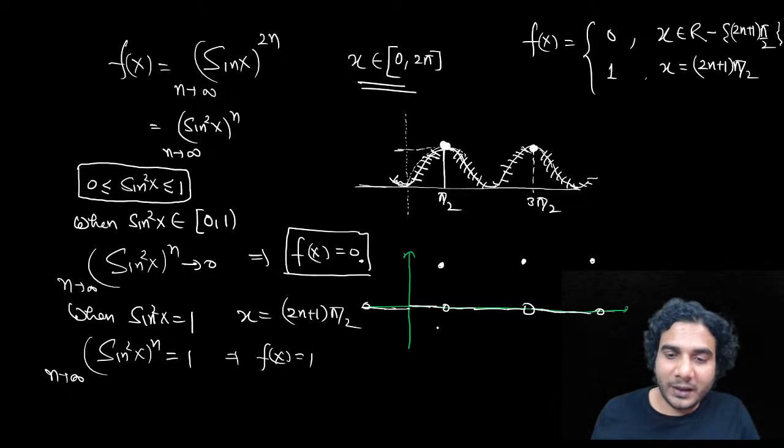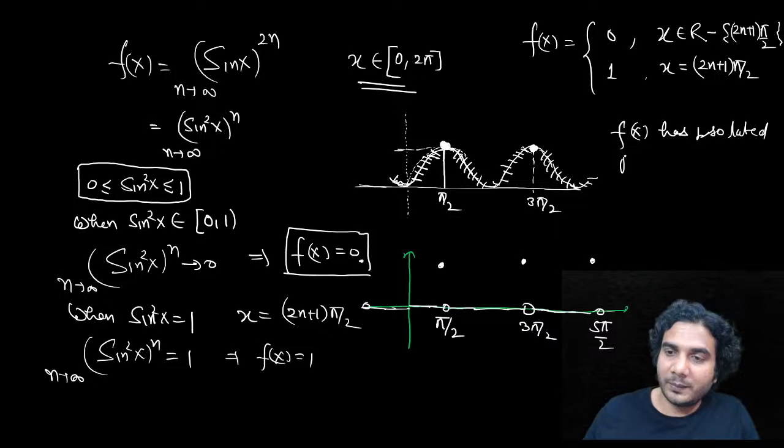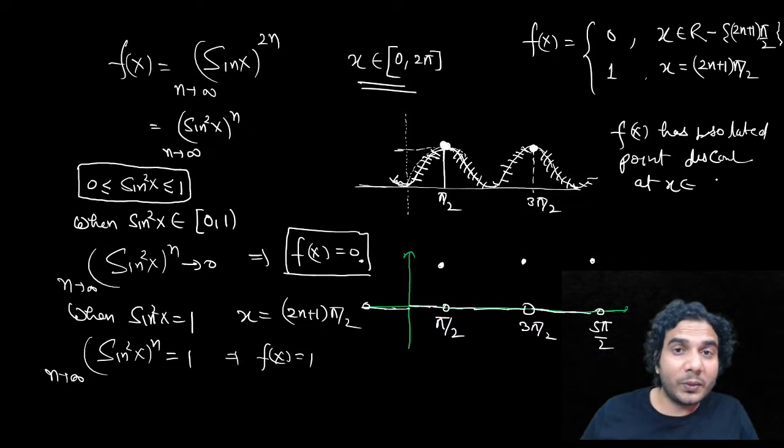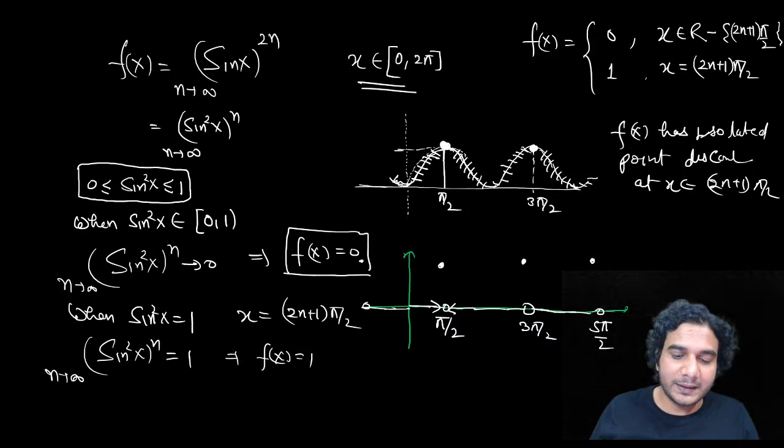Are you getting this? Now can you answer? Now you are correct. This has isolated points of discontinuity at odd multiples of pi by 2. So f(x) has isolated point discontinuity at x belonging to odd multiples of pi by 2. All right. That is your answer. Left hand limit is equal to right hand limit is equal to 0, and the point is separated. So that value is separated. That's why it is called isolated point of discontinuity. Now you got it.